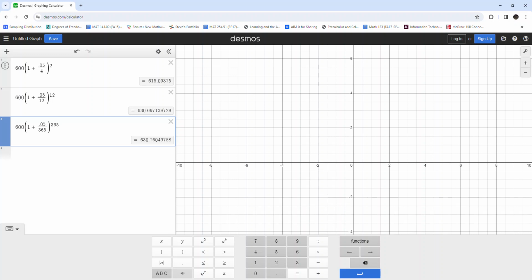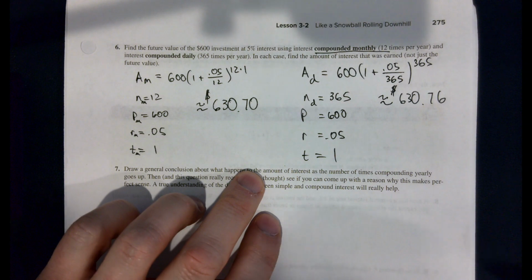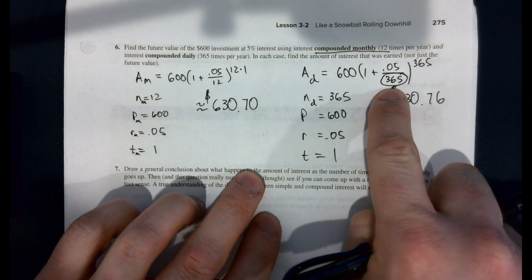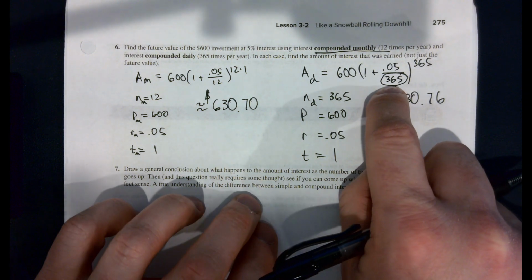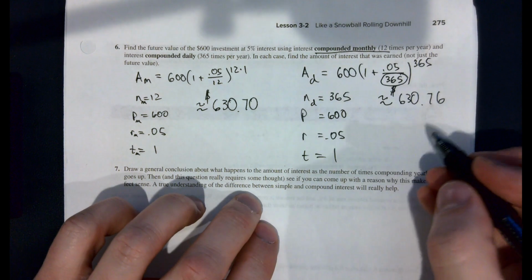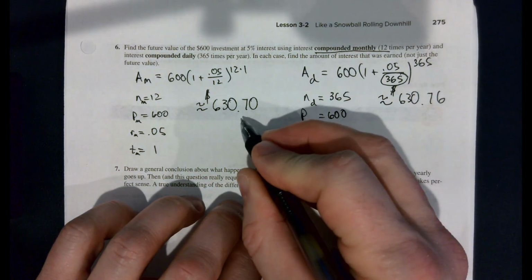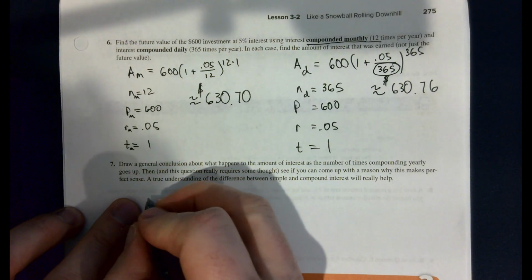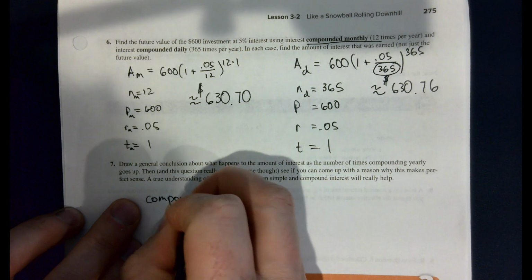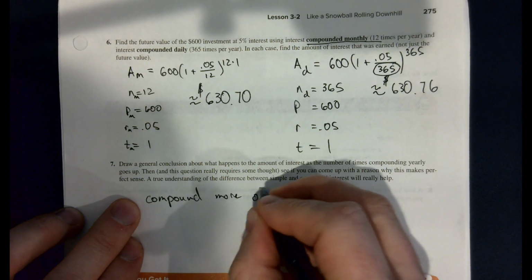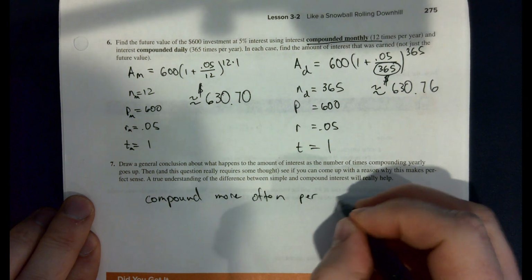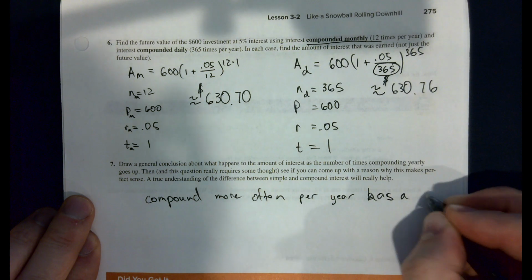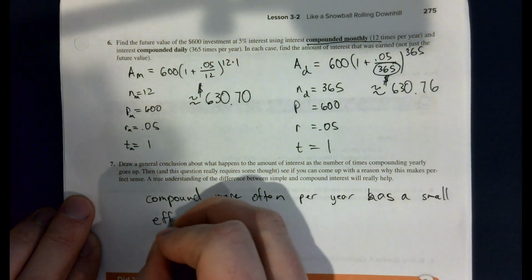Hopefully you can see why. What's happening is when we're depositing money 365 times into your account, the amount of money that's going in there is just really tiny. It's fractions of a penny that we're then earning interest on. So it does accumulate and have an effect. It's just not a large effect between the two. And that's our general conclusion here. Compounding more often per year has a small effect on the future value.